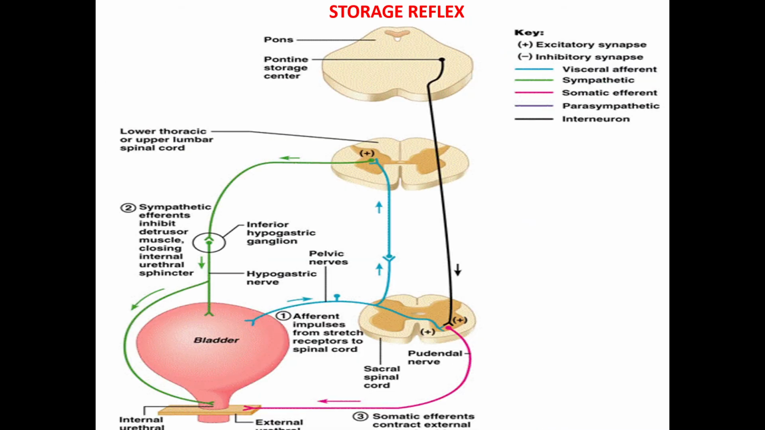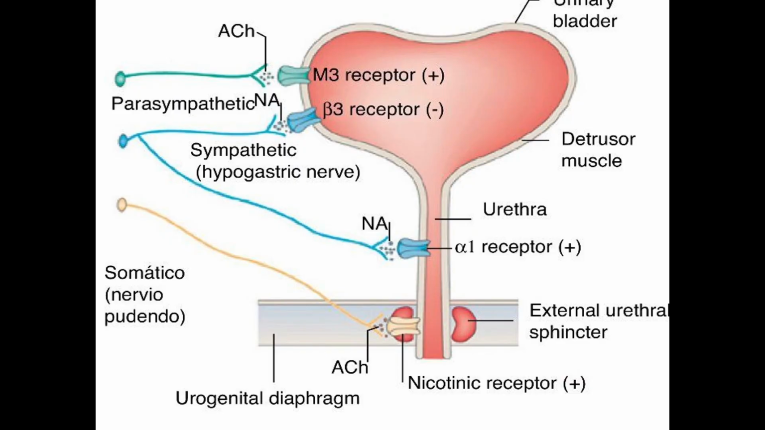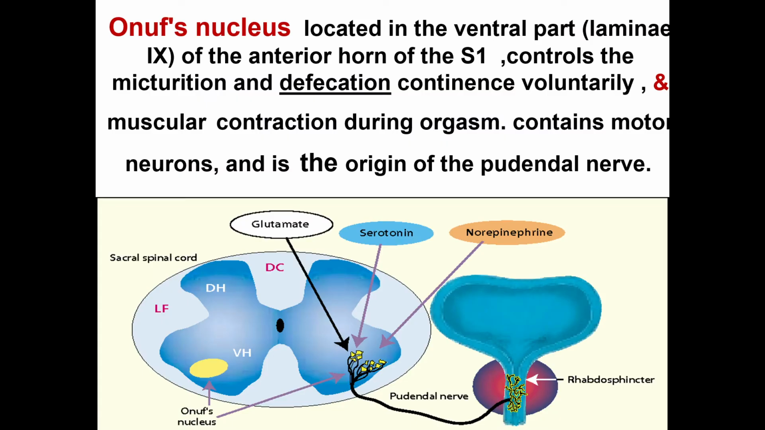Here is the same diagram. Then the Onuf's nucleus. Actually, this nucleus is located in the ventral part. Here you can see the Onuf's nucleus. This is present in the ventral part, in lamina 9 of the anterior horn of S1. It controls micturition and defecation continence voluntarily.